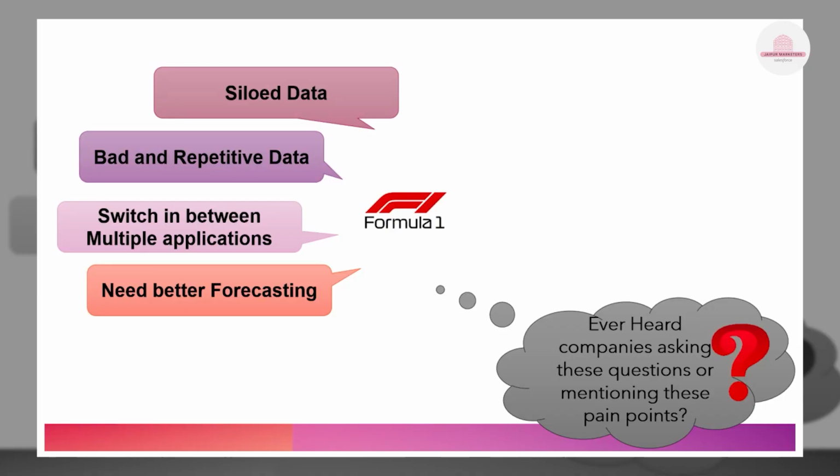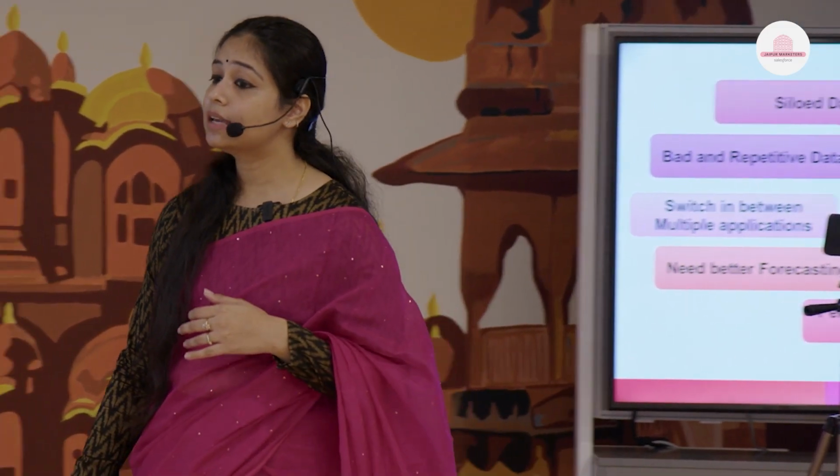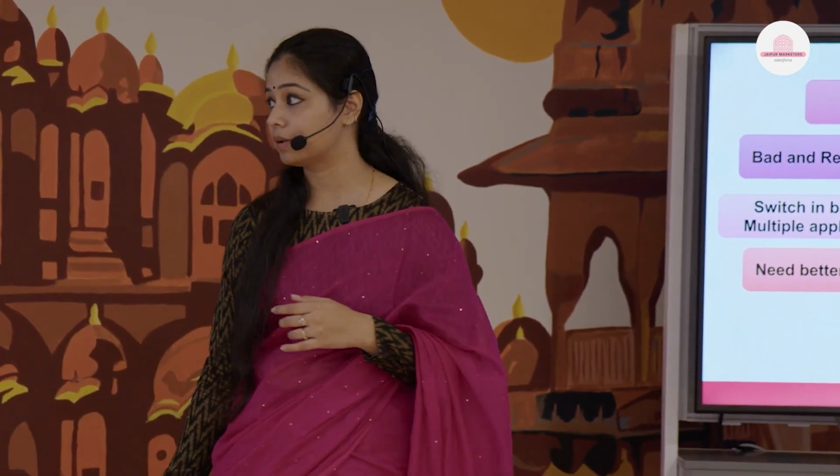Need better forecasting. Forecasting was the need of the hour, as if they were planning the next Grand Prix in an area, it would have been really beneficial for them to understand the fan base of that area so that they can engage that audience in a better way.